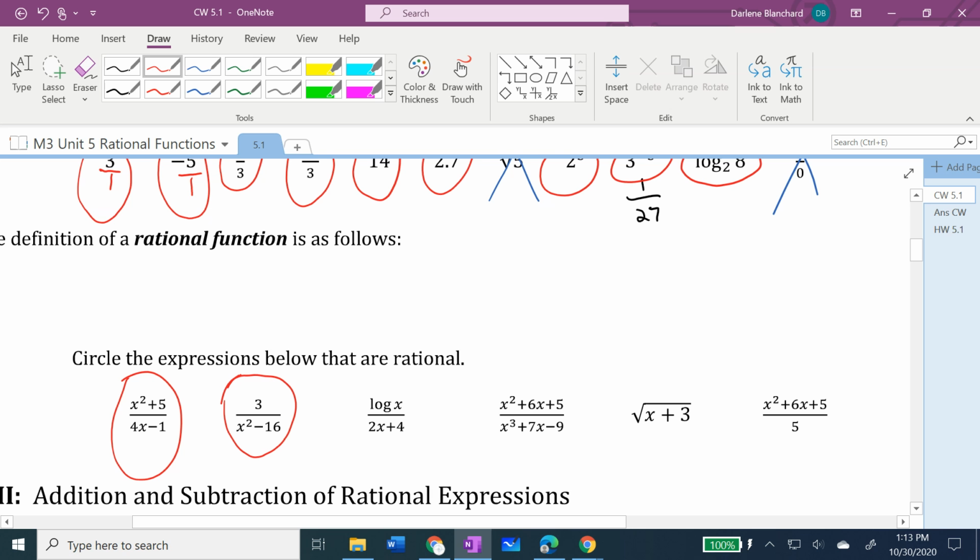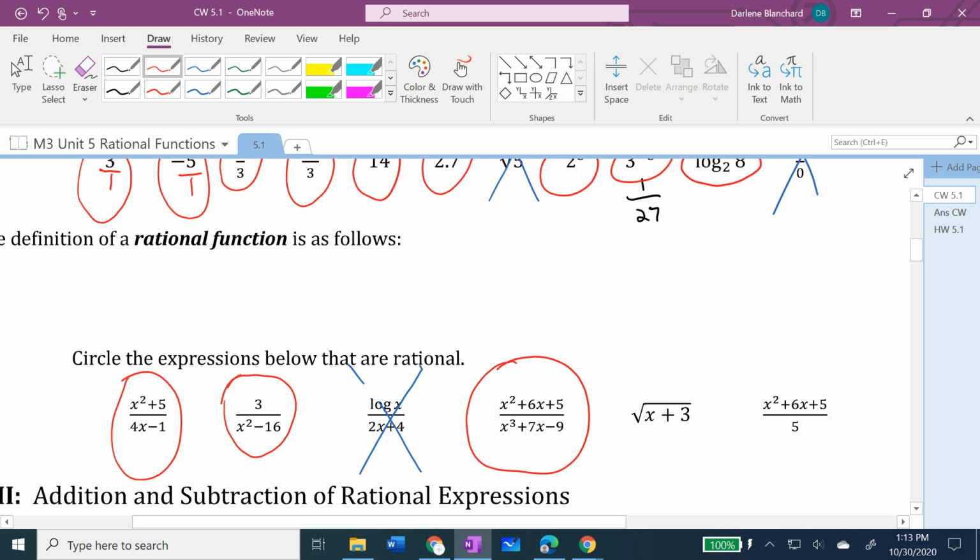What about the next one? The numerator has log x, which is an understood base 10 logarithm. Is a logarithm a polynomial? Nope. So this is not a rational function. What about the next one? Yes or no? Correct. Yes, it is a rational function, a polynomial over a polynomial.